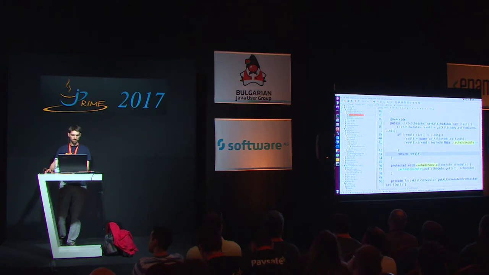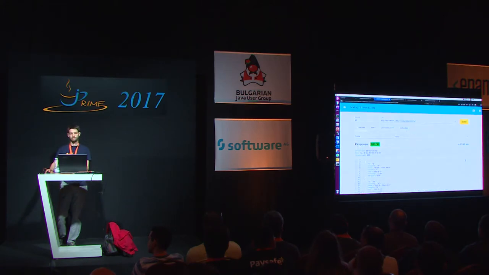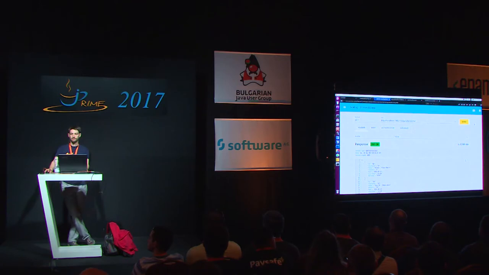So if we start this application, it takes a little more time because it initializes Hazelcast, and Hazelcast attempts to discover other nodes that it would connect to. And now the first request is still slow because it needs to go to the database. But once it's finished, subsequent requests are much faster. You see, it's like 10-fold, 10 times faster.